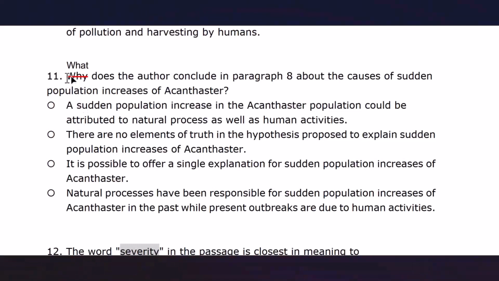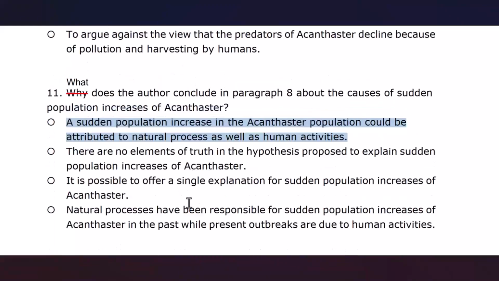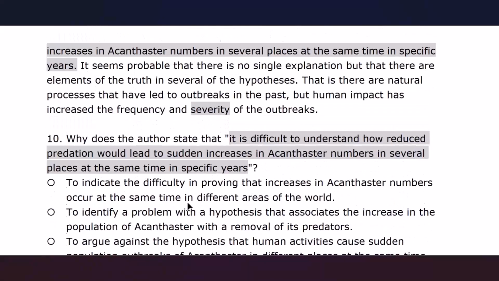Question 11. What does the author conclude in paragraph 8 about the causes of sudden population increases of Acanthaster? Again, our general strategy for answering the question is rejecting the incorrect choices rather than finding the correct one. So we begin to check the options. Option 1, a sudden population increase in the Acanthaster population could be attributed to natural processes as well as human activities. So we should go back to paragraph 8 to check this option there.